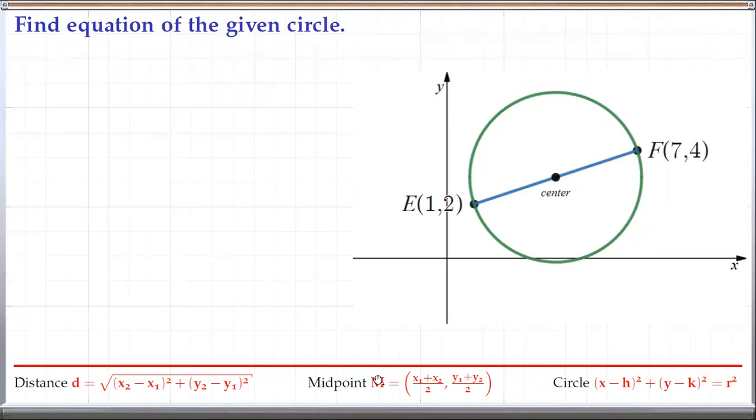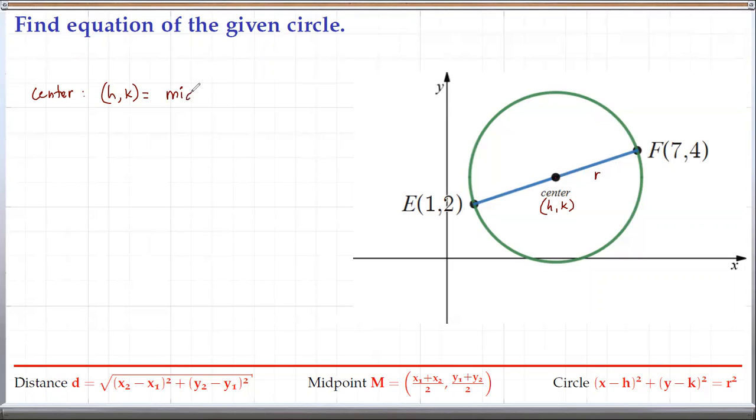We have one last example in this video. So here again, we are given a diameter EF. And we know the points at the endpoints of the diameter. We want to find the equation of the circle. For that, we need the center h, k and the radius r. So first, let's find the center. Center h, k is simply the midpoint between E and F.